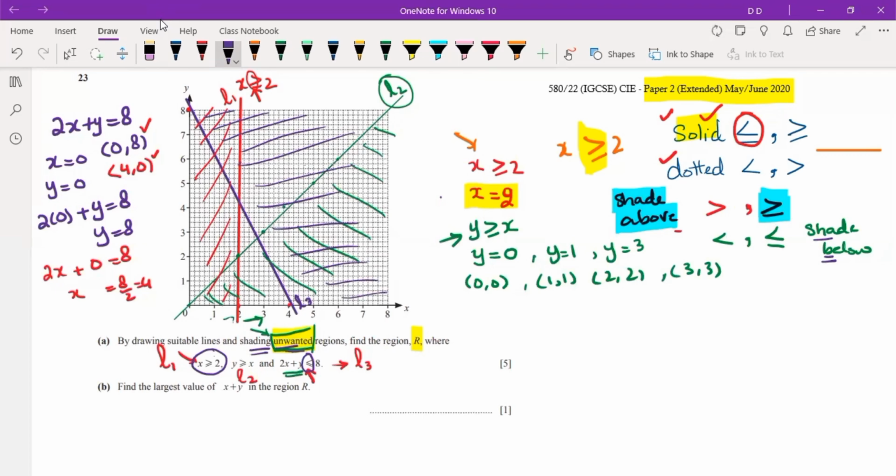All right. So find the region R. Which will be the region R? Obviously, the one that is not shaded from anywhere. So I will write it, identifying this region as R. Interesting now? Okay. Move towards part B. Part B says find the largest value of x plus y in the region R.